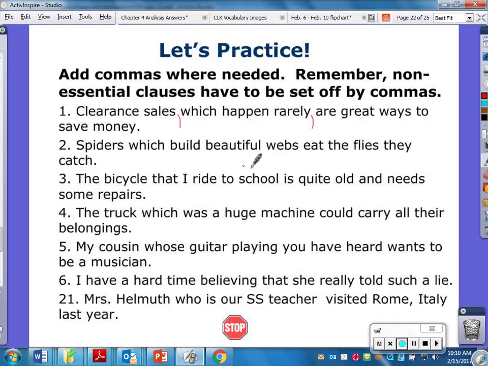Spiders, which build beautiful webs, eat the flies they catch. Do we know which spiders? Yes, we're talking about these spiders. So we're going to have commas around which build beautiful webs.